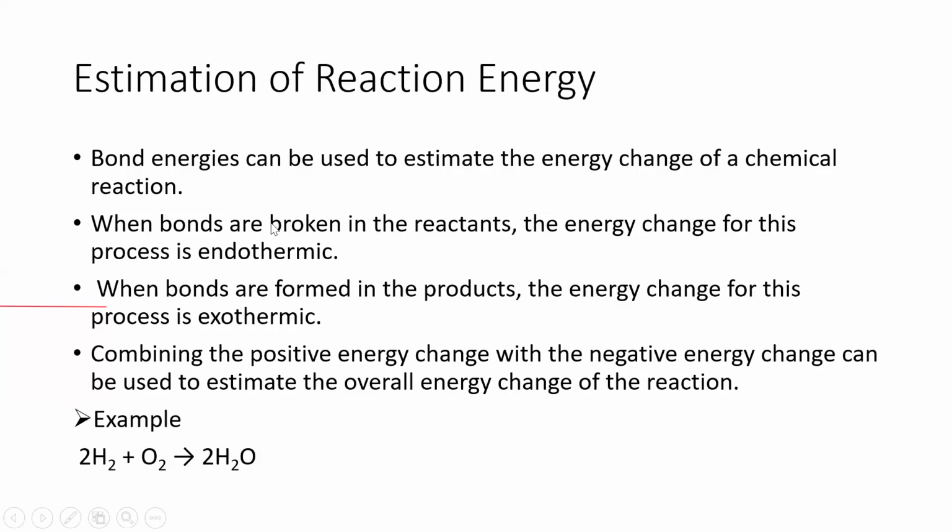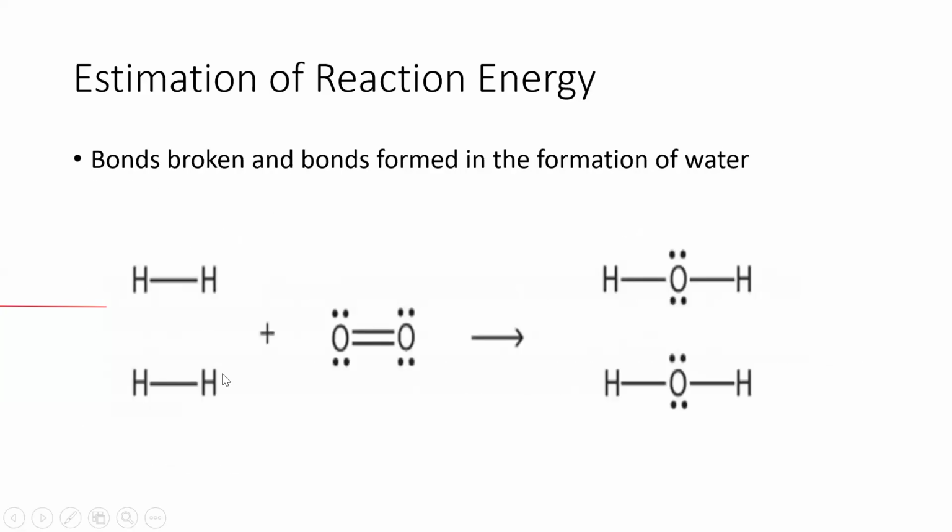We have the bond breaking in the reactant, because you break it before you can bond it, right? When you break the bonds in the reactant, then when you go to the product side, you form it to give you the product. That one is exothermic, all right? Combining the positive energy change with the negative energy change can be used to estimate the overall energy change of the reaction. For example, we have hydrogen and oxygen. You bond them together. You break the hydrogen bond, you break the oxygen bond before you put them together. All right. So this is how it goes.